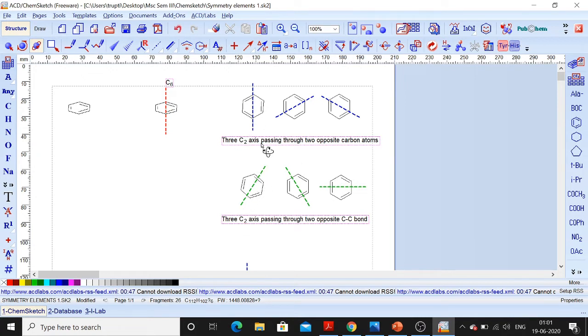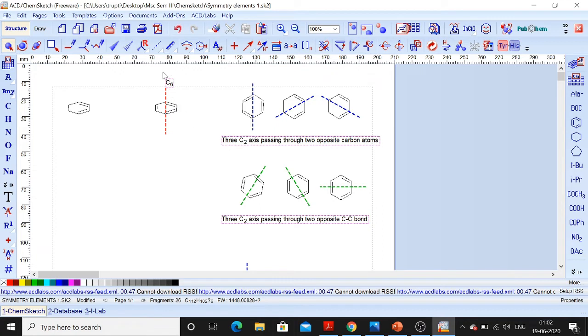So there are a total of how many C2 axes? There are six C2 axes. Out of six C2 axes, three pass through the opposite carbon atoms and three pass through the opposite carbon-carbon bonds. Now, as per the rule, when the axis of rotation passes through the carbon atoms, it is considered more important compared to the other. Now, to decide the principal axis, the rule says the order of the Cn has to be higher. Now, if I see here we have a C6 axis and here we have a C2 axis.